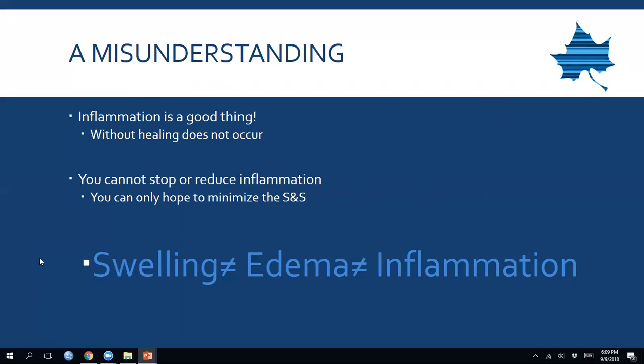You cannot stop or reduce inflammation. All that I told you right there, that body's going to do what it wants to do. But we can try to help minimize signs and symptoms. So let's think about it from an ice sort of way.